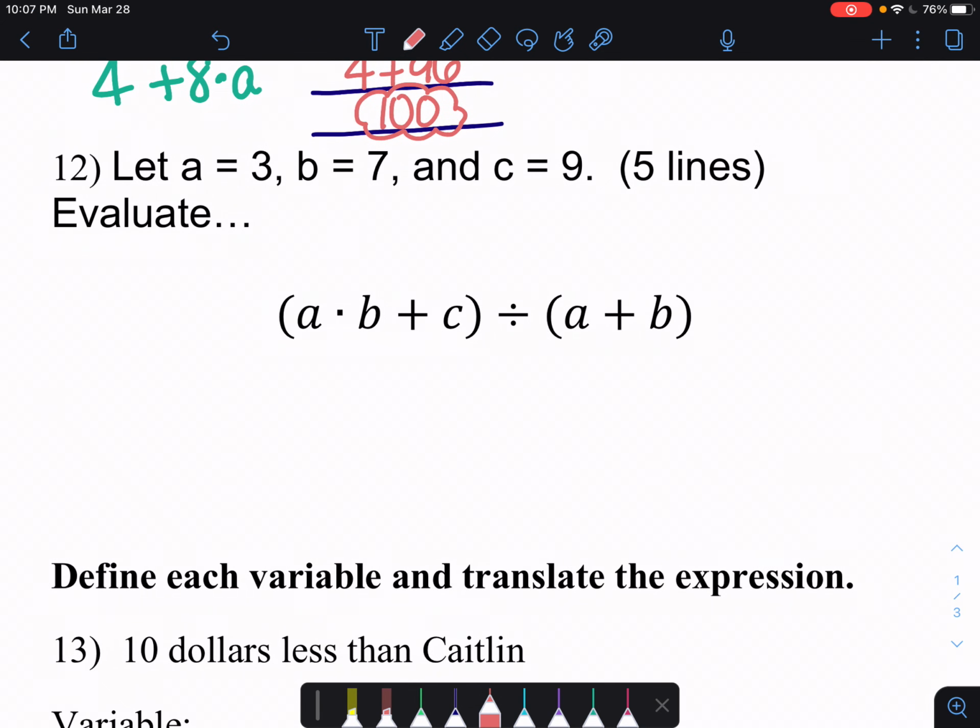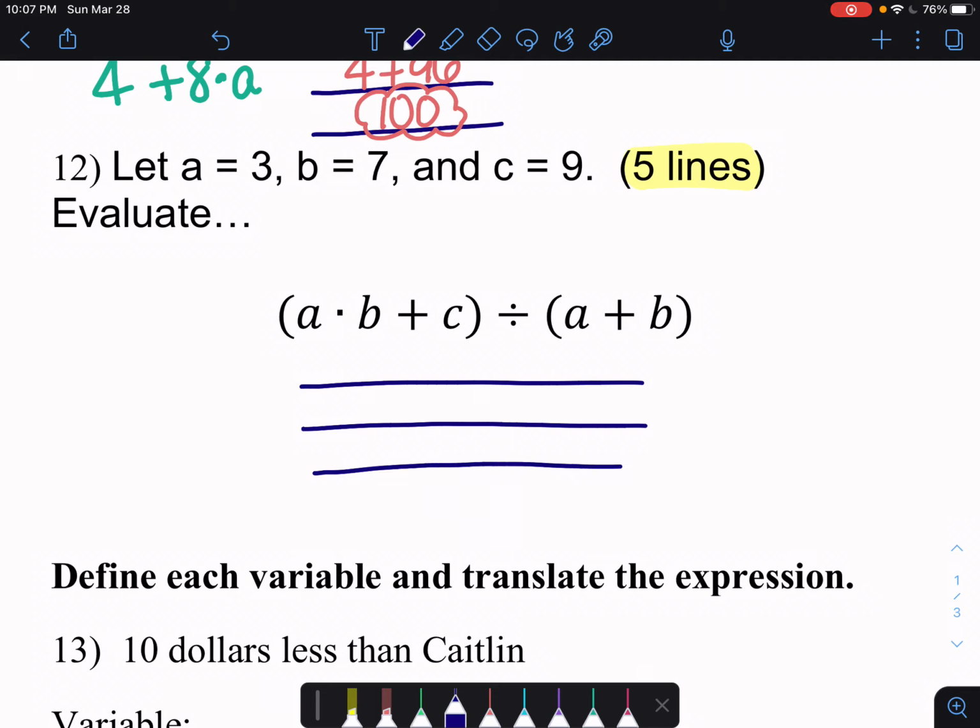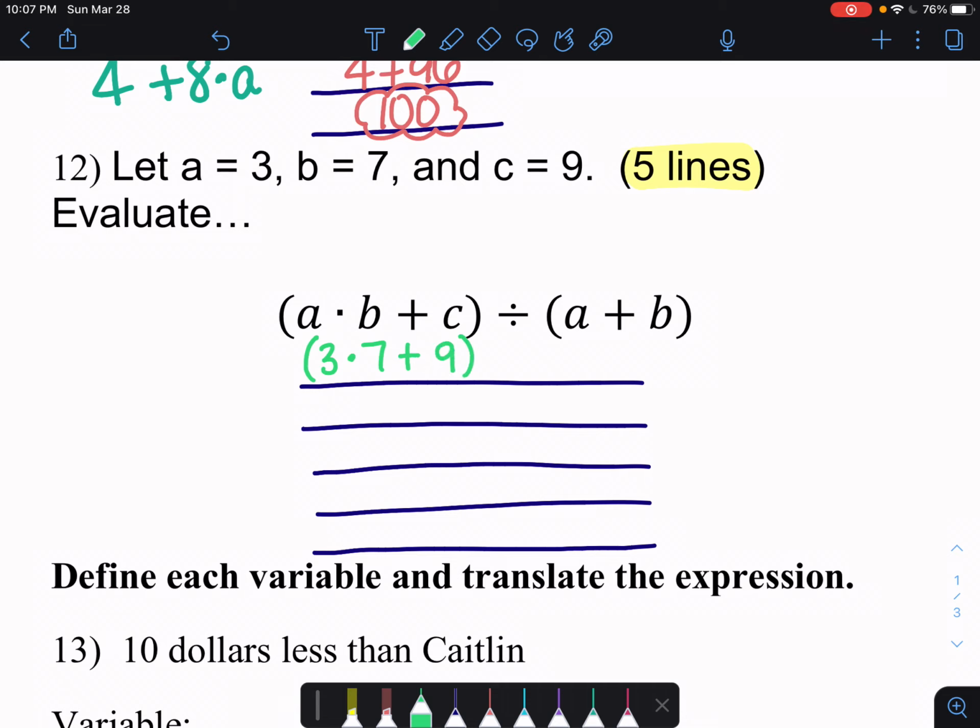Number 12 says it's 5 lines. So I need to have 5 lines of work as I'm plugging things in. So 1, 2, 3, 4, 5. So I've got parentheses here. 3 times 7 plus 9 divided by 3 plus 7. So I'm going to work in this set of parentheses first, going from left to right. My multiplication comes first. So 21 plus 9 divided by 3 plus 7 in parentheses.